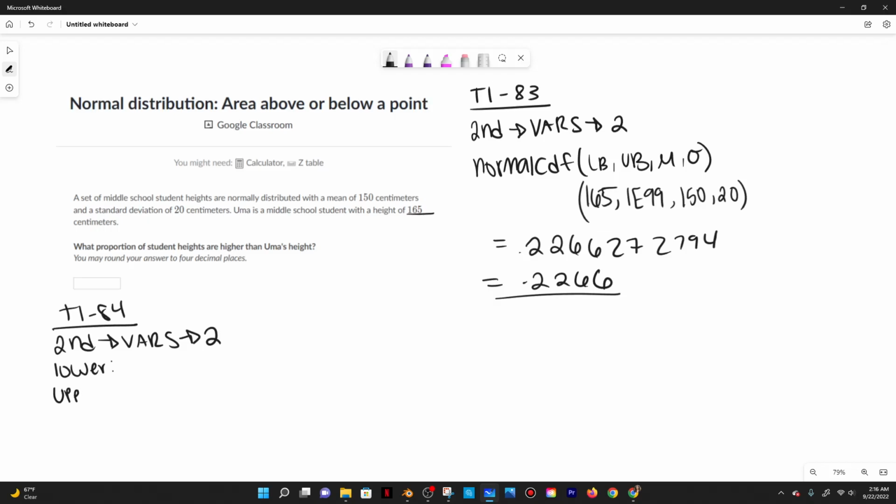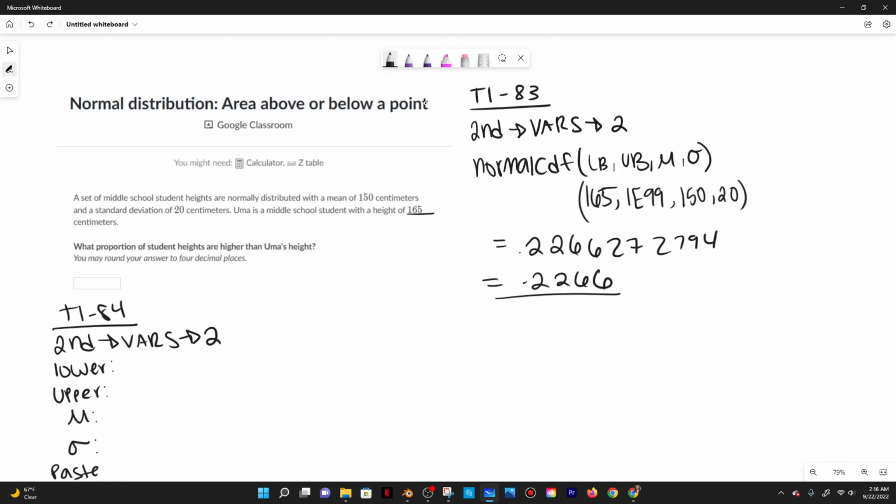So it says lower, upper, and then it says mu, whoops, that's sigma, mu, and then sigma. So again, mu is mean, sigma is standard deviation. Those are the symbols, by the way. And then it has this little paste thing that when you hover over it, it turns black. So it literally tells you what to paste in there, which is so much easier.